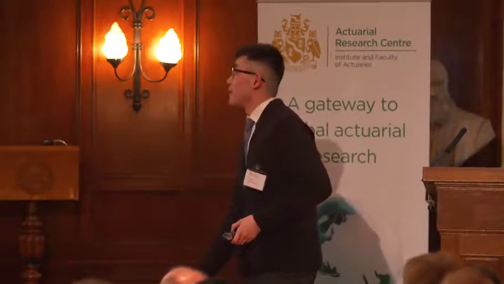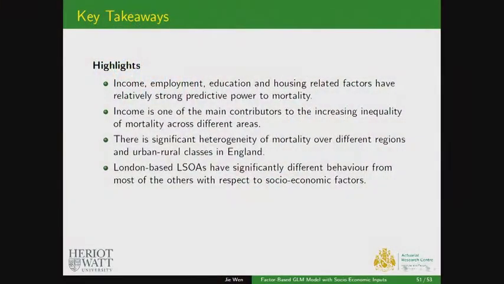So as a summary today, and according to the variable importance and variable selection analysis, we have figured out income, employment, education, and housing-related factors. They have relatively strong predictive power for mortality. And income is one of the most important variables, and it is also the main contributor to the increasing inequality over different areas over time. And there is significant heterogeneity of mortality over different regions and urban-rural classes over the most recent years. And lastly, London-based RSOEs have quite different behavior compared to others.